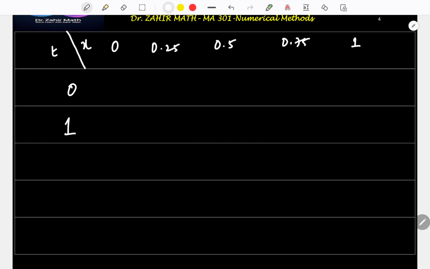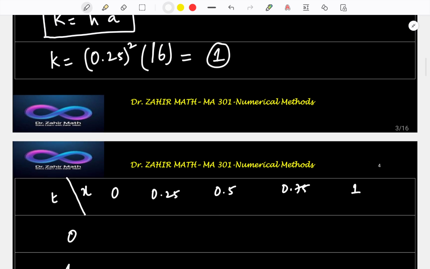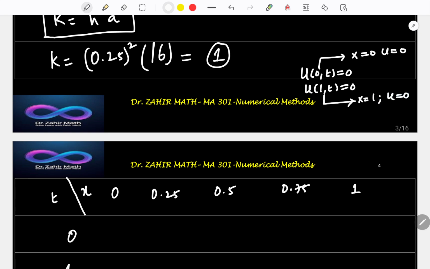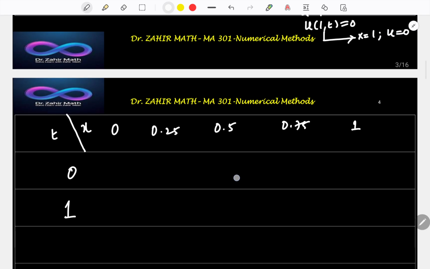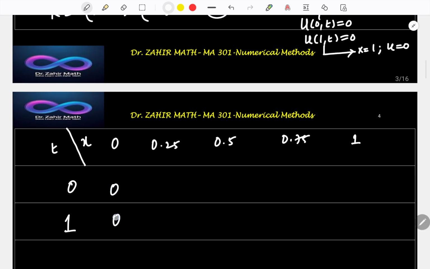Now I'm going to fill up all the values. What are the boundary conditions given? The boundary condition is u of 0 comma t is equal to 0, and u of 1 comma t is equal to 0. What is the meaning of this? When x is equal to 0, the temperature u is 0. When x is equal to 1, the temperature is 0. It means these values are zeros. Let me use another color. These values are 0.